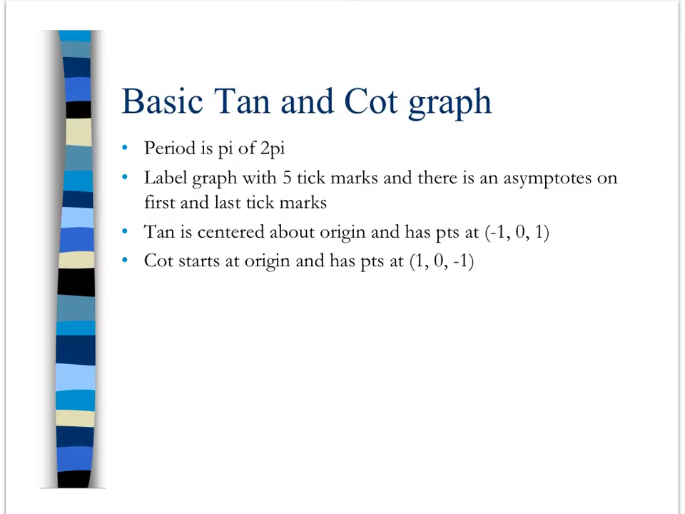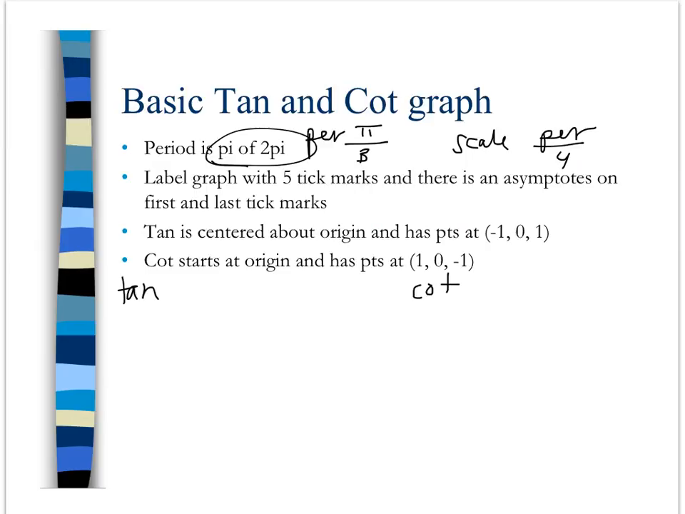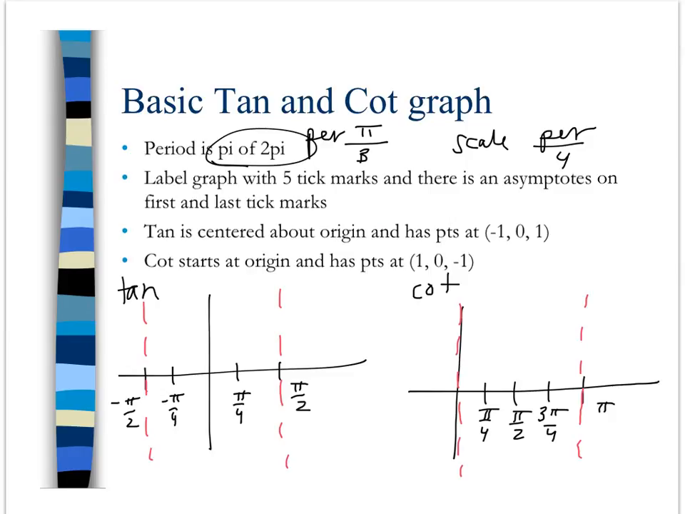As far as tangent and cotangent, these are very similar to the other 4. However, the period is only pi instead of 2 pi. So when we find the length of the period, you do pi divided by b, not 2 pi. To get the scale, you still take the period and divide by 4. That has not changed.